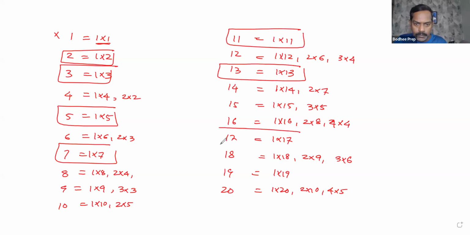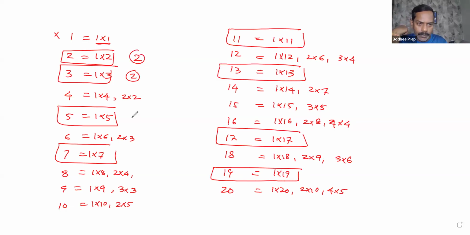13, 17, and 19. If I observe this, then we can say that the number of different factors in each case is 2. In this case, it is 1 and 2. In this case, again, it is 1 and 3. In this case, again, 1 and 5. In this case, again, 1 and 7, right? In this case, again, 1 and 11. In this case, again, 1 and 13. In this case, again, 1 and 17 only. In this case, 1 and 19 only, right?